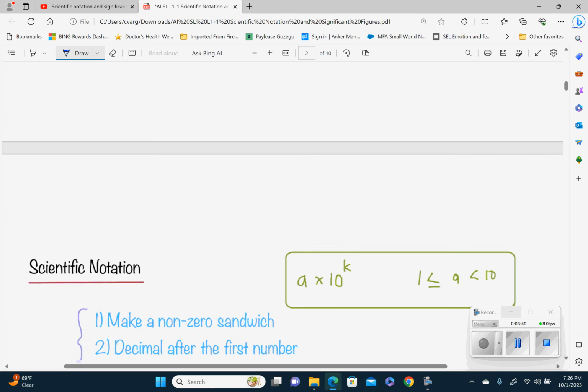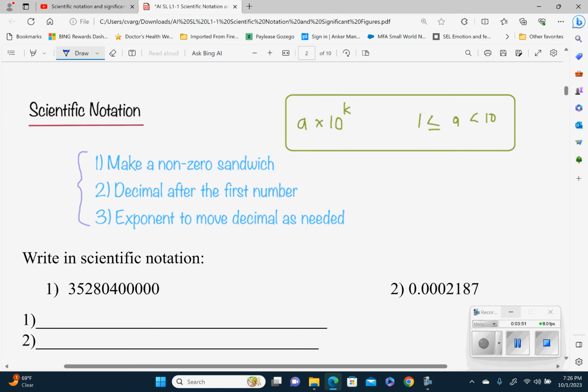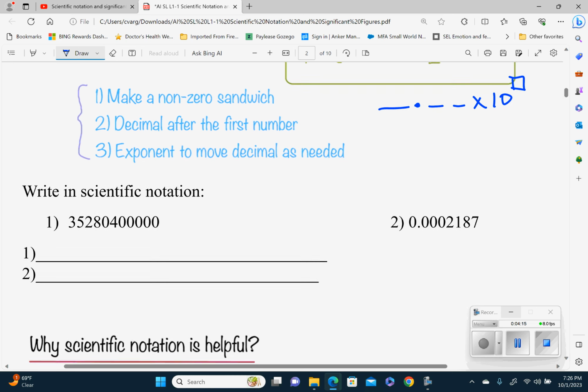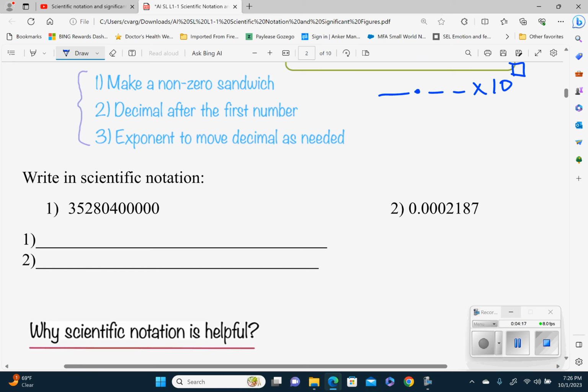All right, so the next topic that we're going to do is something called scientific notation. So scientific notation is a non-zero number. This number has to be between 1 and 10. Cannot equal 10, but a digit that's not 0. And then there has to be a decimal place after, and then every other number times 10 to some exponent. Okay, so it's best to go through this with a couple of examples.